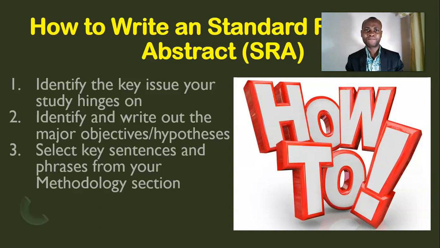Maybe in your study you did not indicate an objective, or you just wrote research questions. So what you are going to do is convert that into an objective, yes, into 1 to 2 sentences only. And then number three, after you are done, you are going to go to your methodology section, and then you are going to pick out the key sentences, only the key sentences.